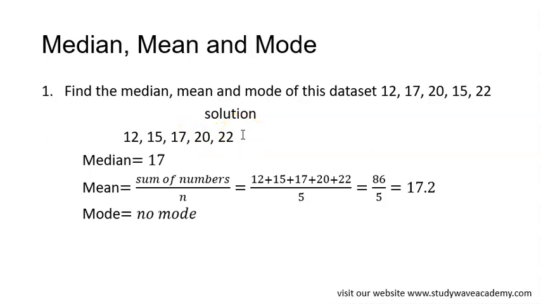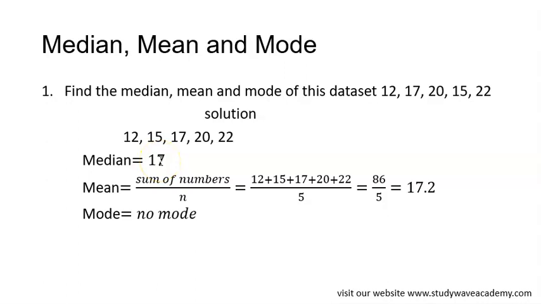What do we do next? We are going to find the median first. Now the median is the middle number. How many numbers do we have here? 1, 2, 3, 4, 5. So there's a middle number, and the middle number is 17. There are 2 this way and 2 this way, but there's 1 in the middle. So the middle number is 17. The median is 17, okay?